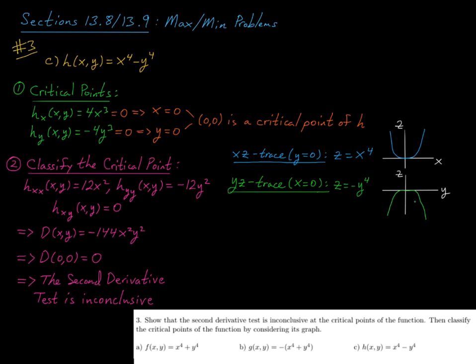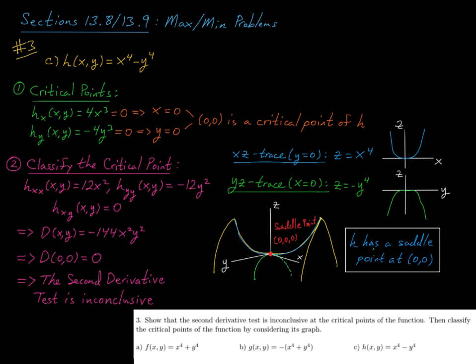Well, here I'm going to be a little bit more explicit. Now the xz trace is z equals x to the fourth, so there's that curve. In the yz plane, I'm looking at z is negative y to the fourth, so that looks like this. So now, right, if I were to put those together, I'm actually going to get a saddle-shaped surface, right? So here's the xz view, you see in blue, and then in green would be the yz view. And so, right, I have a saddle point at the origin.